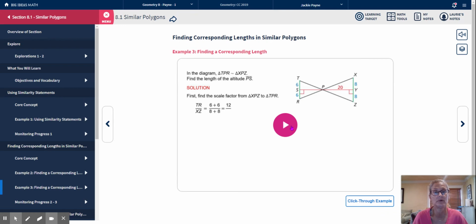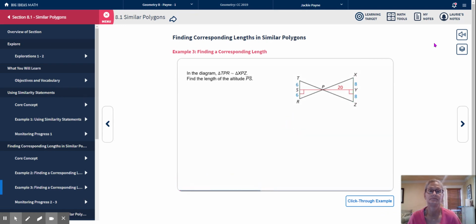Okay, here's another example. In the diagram, triangle TPR is similar to triangle XPZ. Find the length of the altitude PS. Solution. First, find the scale factor from triangle XPZ to triangle TPR. To find the scale factor, you need to find the ratio of the corresponding sides. Look at the information given in the diagram. Use the corresponding sides TR and XZ to find the scale factor.